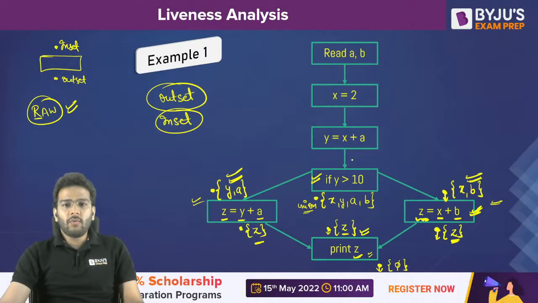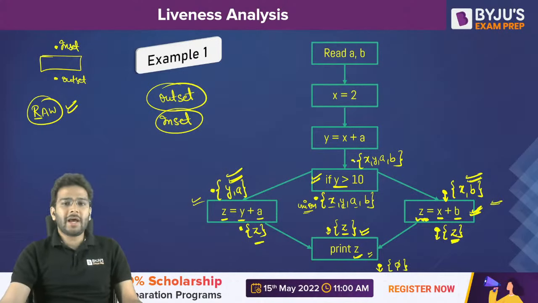Now, what will be the inset here? Again, if you see x, y, a, b, we are reading, and here we are not writing the value into y. We are reading it. So as it is, we are going to have all the variables x, y, a, b as your live variables at this point in the program.